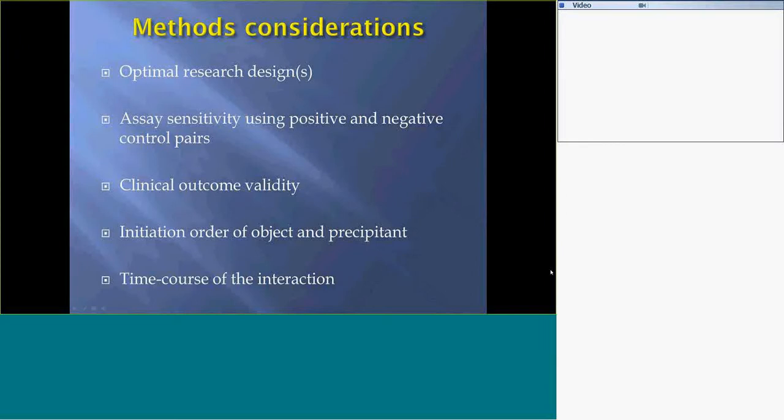I'll talk about optimal research designs for DDI studies in pharmacoepi. I'll talk about the concepts of assay sensitivity in using positive and negative control DDI pairs. I'll talk about the importance of outcome validity when you're using claims data sets like we do in pharmacoepidemiology to be able to identify a valid outcome. I'll talk about the initiation order of the object and precipitant and the importance that has, as well as the time course of the interaction. So does a DDI occur early or late when concomitant therapy begins?